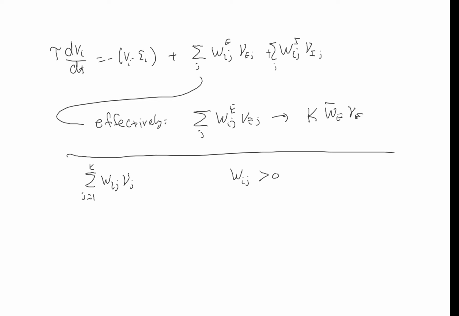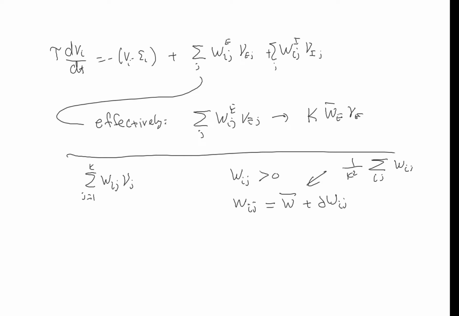Okay? And because they're all positive, we're going to let w_ij equal w bar, its average value, plus delta w_ij. So w bar is 1 over K squared, the sum on ij of w_ij. It's the average value of this weight matrix. And so what that means is delta w_ij is 0 on average.